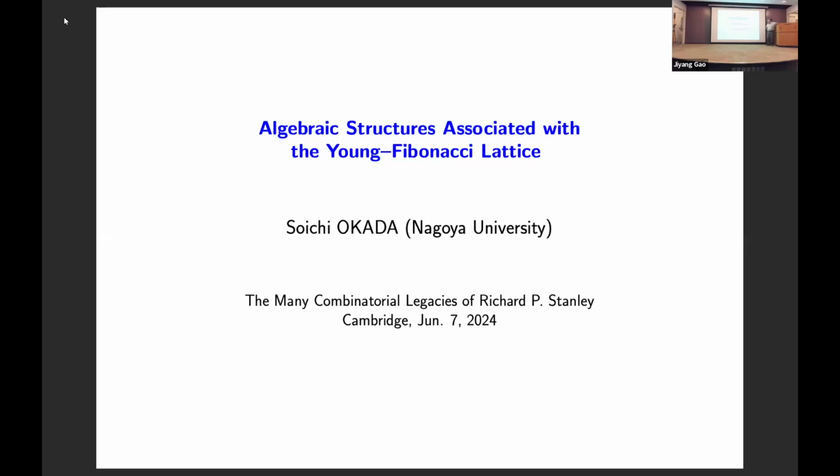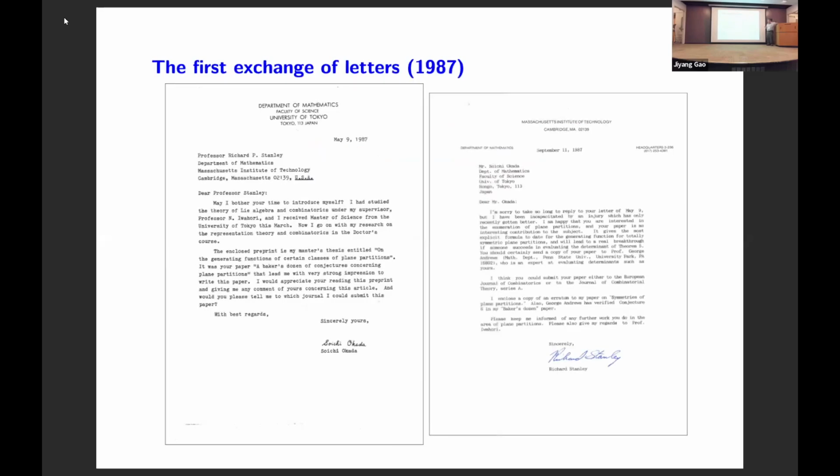Okay, so today I will talk about some algebras associated with Young's lattice. So this is some letter exchange with Richard. It's going back to 1987, 37 years ago, when I was a first year student of the doctoral course, and I sent Richard our first paper on the enumeration of symmetric plane partitions. And this is Richard's reply.